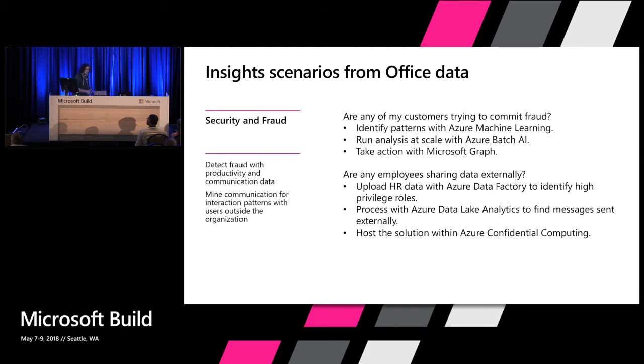In the security and fraud, if you want to understand if any of my customers are trying to commit fraud in their interactions with us, you can identify a pattern of your customer interactions in your support or your sales with Azure Machine Learning. Now you can run that analysis at scale with Azure Batch AI. If you find something anomalous, you can go send an email with Microsoft Graph or post an event or any of the other actions with Microsoft Graph.